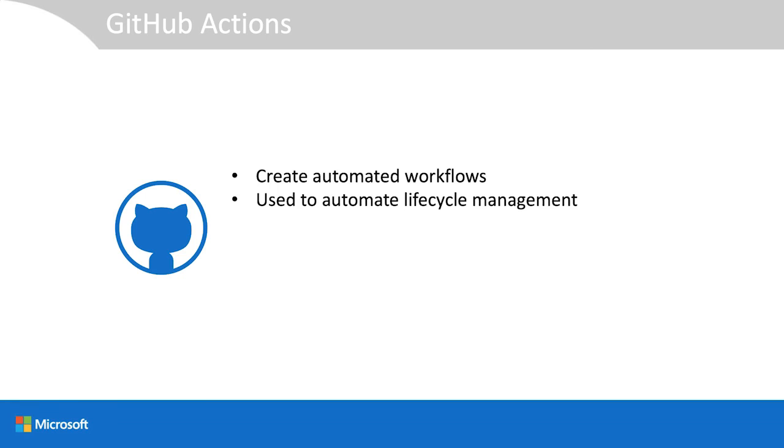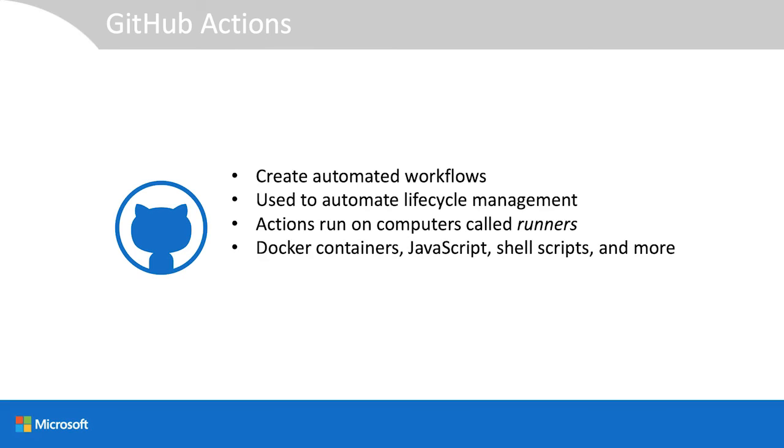GitHub Actions run on computers that are called runners, and they can consist of Docker containers, JavaScript code, shell scripts, and more. You don't have to write your own actions. There are plenty of pre-made actions available in the GitHub Marketplace that's available in GitHub. In fact, there are even GitHub actions that are designed to integrate GitHub with Azure.